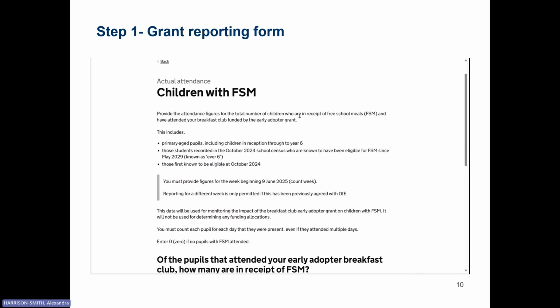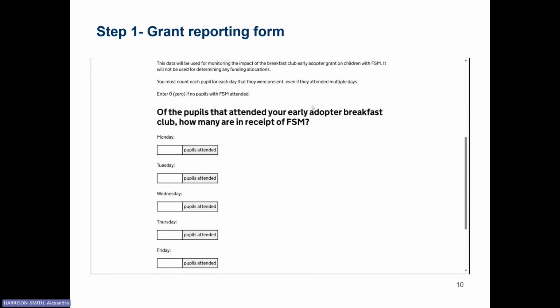Continue. Next, you're going to be asked to report the number of pupils eligible for free school meals who attended your club during this week. By this, we mean pupils who have been eligible for free school meals in the last 6 years. So here, I'm just going to put 10.